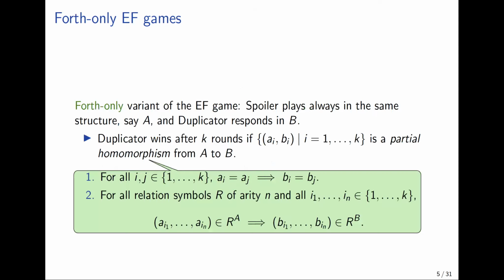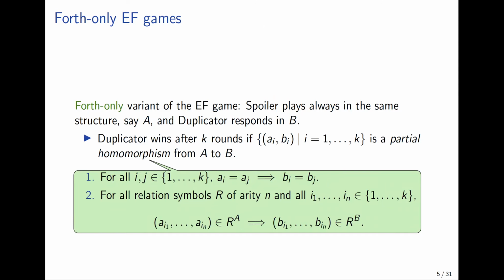Then there's also a variant of this game where spoiler only plays in one of the two structures, say in the structure A, and duplicator must respond in the other structure, in this case B. And the winning condition in this case is that the relation that we obtain is not the partial isomorphism anymore, but the partial homomorphism, which means that we only have left to right implications in these two conditions.